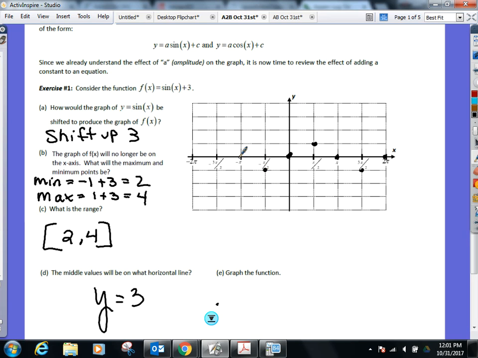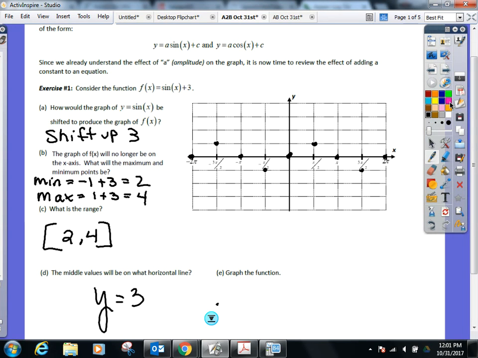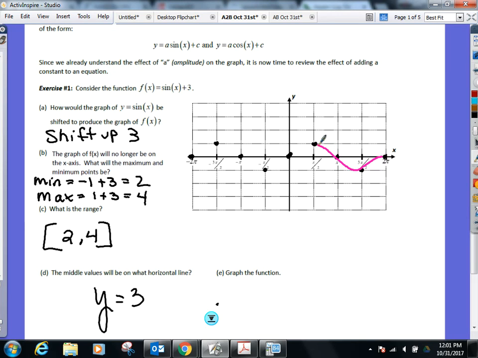And hopefully, if we've been here the last couple days, we're pretty good at this. I can do different colors. If you don't have different colors, I just do a light sketch of it. And now I'm going to take every point and move it up 3. Again, this is my original sine curve. Everyone agrees? So now I'm going to take my original sine curve and shift every point up 3 units.